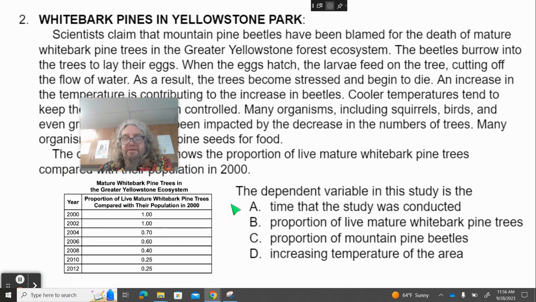The dependent variable in this study was A, the time the study was conducted, B, the proportion of live, mature whitebark pine trees, C, proportion of mountain pine beetles, or D, increasing temperature of the area.